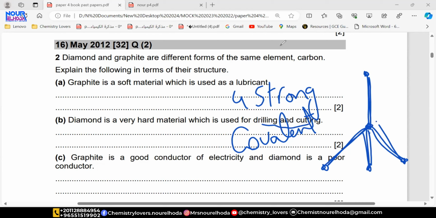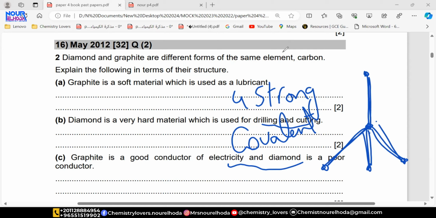You're most welcome. Here, diamond is a very hard material which is used in drilling and cutting. We said this one already. Graphite is a good conductor. This question you need to talk about the electrons. Because it has free moving electrons. Correct. Because it has free moving electrons, that's true, or free or delocalized electrons.